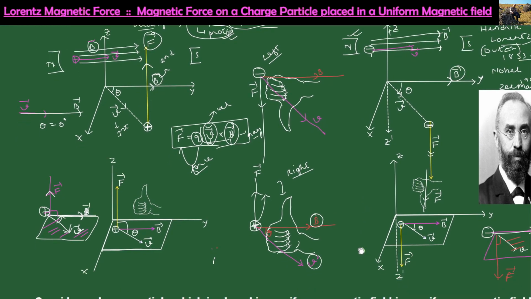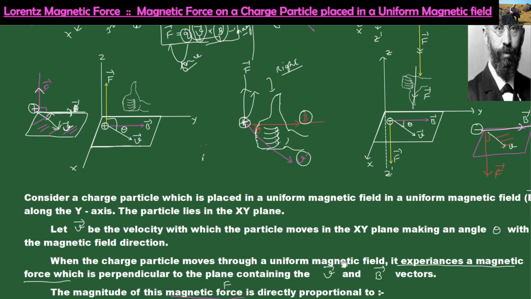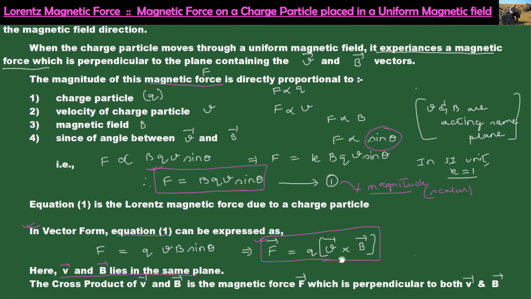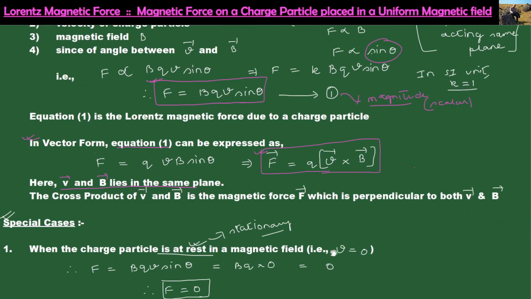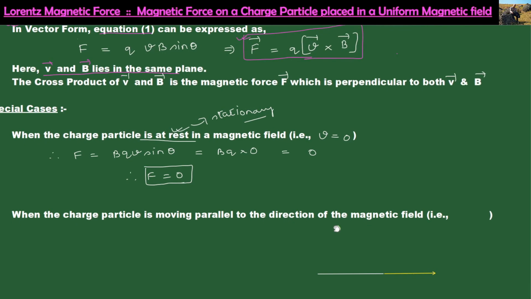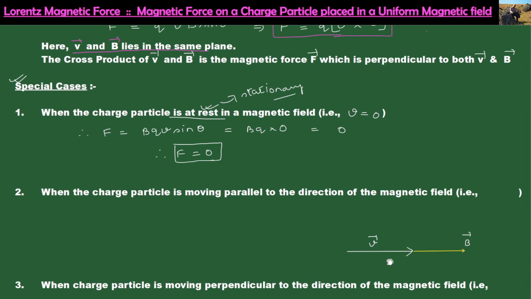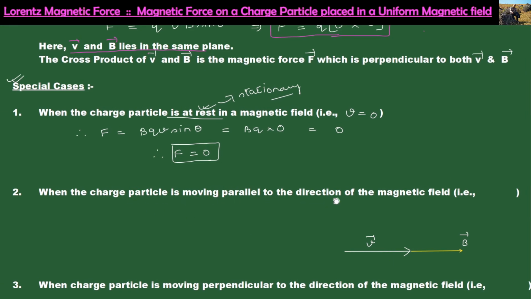Even though the magnetic force is 0, the particle still moves in the same direction, in the direction of B. This will represent the direction of the velocity vector, and this yellow colored ray will represent the direction of the magnetic field vector. So according to this description, the charged particle is moving parallel to the direction of the magnetic field, which means that they are in the same direction.